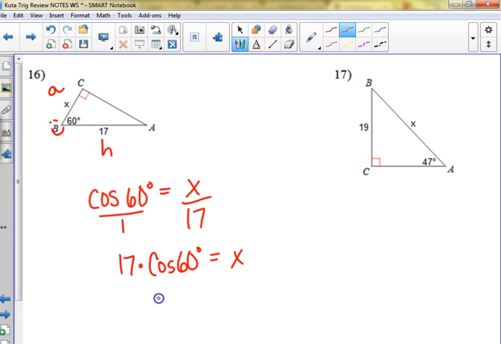Yeah, it's got a square root of 3 in it, so I can't do it in my head. What is it? No, it doesn't have a square root of 3. It's just a half. Oh, my brain isn't working either.